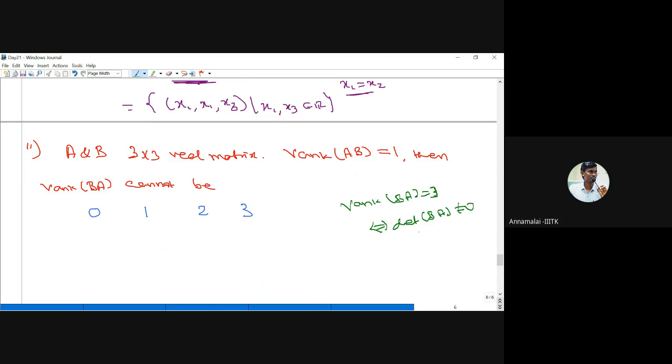We know that the determinant of AB is the same as the determinant of BA. Both are the same, and it should be non-zero. So AB is also a 3 by 3 matrix whose determinant is non-zero, which implies that the rank of AB should be 3. But it is given that the rank of AB is 1. Therefore this is not possible. So this is the correct answer: the rank of BA cannot be 3. Any doubt in this?